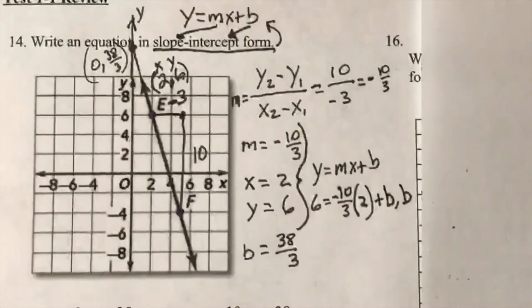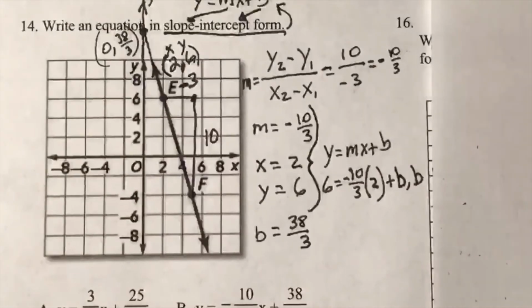So when you're looking at our answer choices, we want to cross out all but the b.